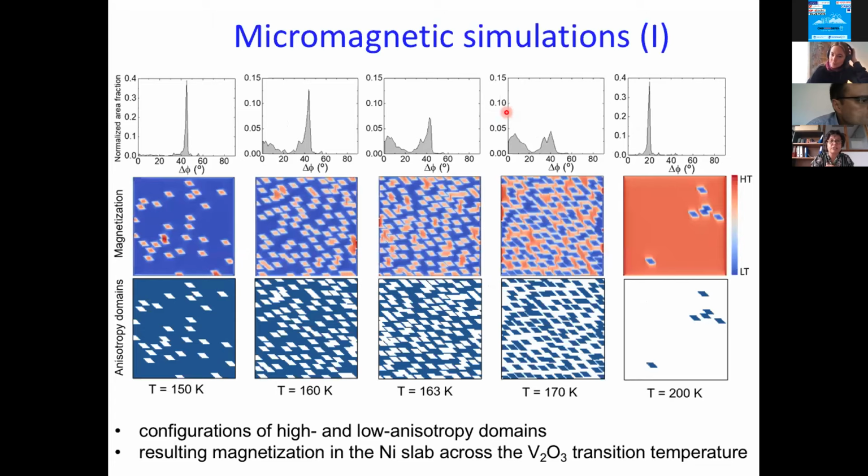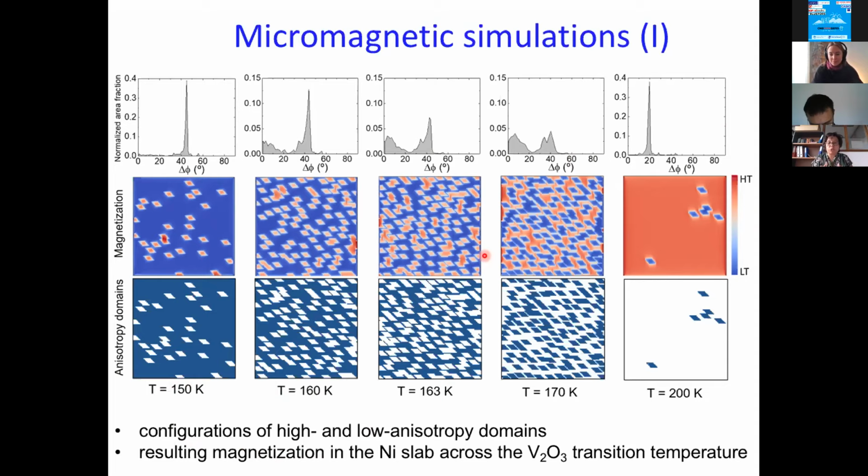So what we then observe is the following. If we go to the bottom, this is the anisotropy domain distribution, again for these four temperatures that I show. This is just to show this distribution of high temperature domains or low temperature domains, and then how the magnetization has stabilized. So again, what we observe is a resulting magnetization that more or less emulates the kind of pattern we observe in the experiments.